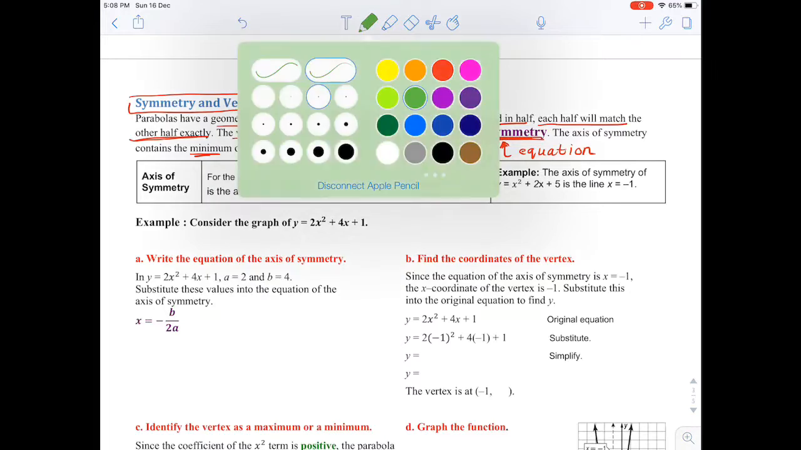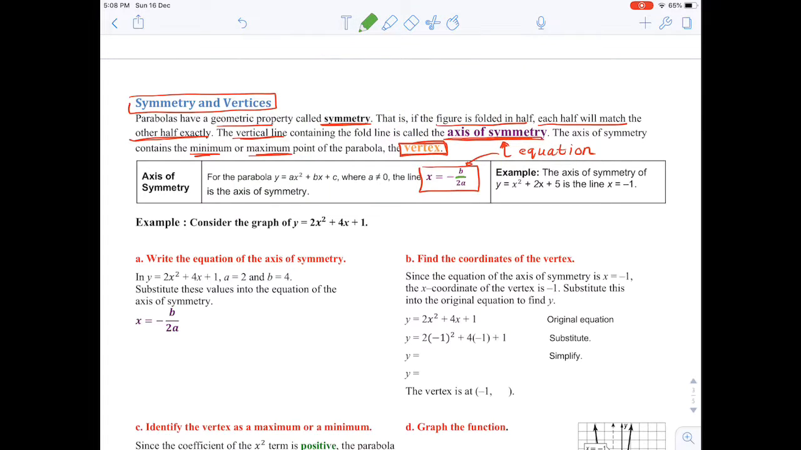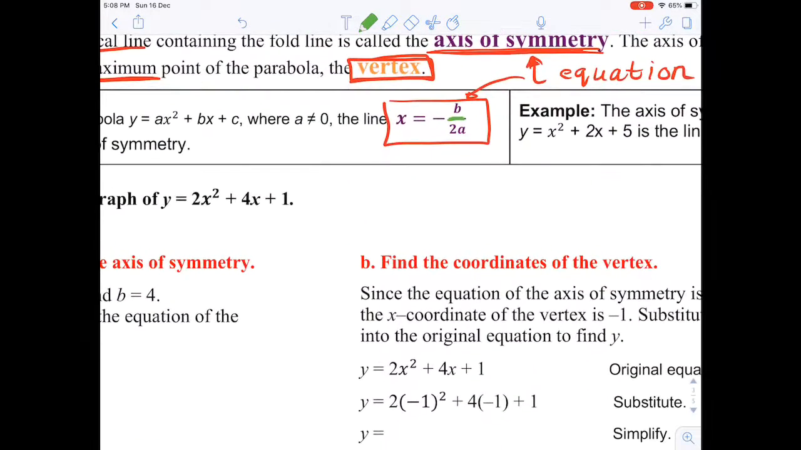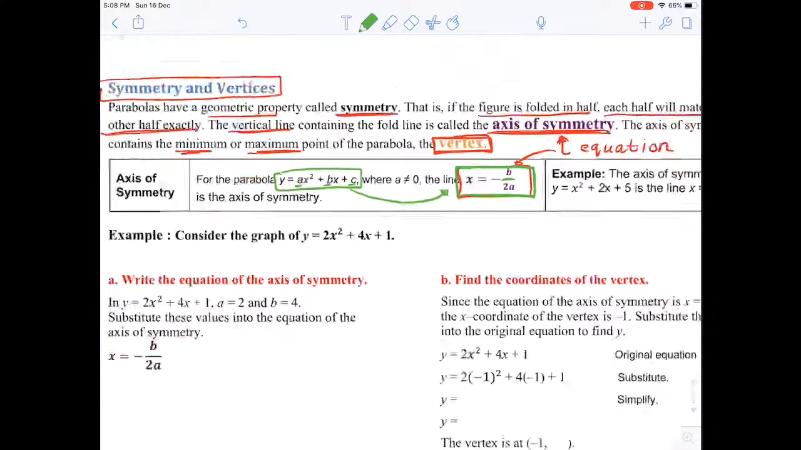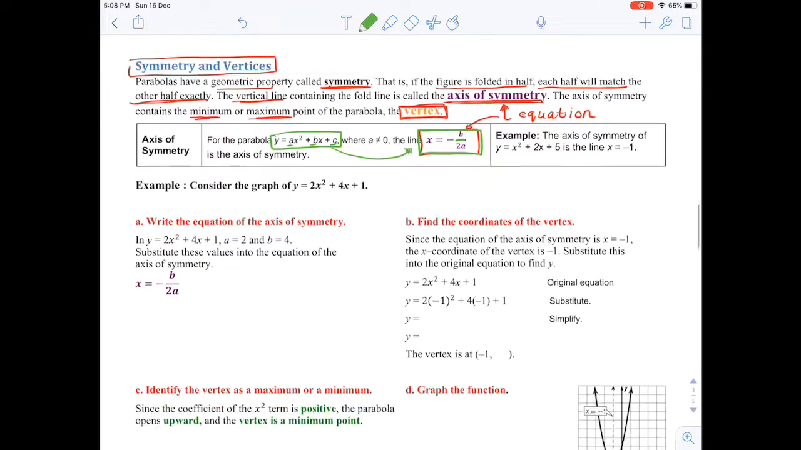Now, the -b and the 2a are not just random variables. Remember, they come from the standard form of a parabola, which is over here in the green box I'm making right now: ax² plus bx plus c. The b and the a in this equation come from the standard form of the parabola. So x is equal to -b over 2a.